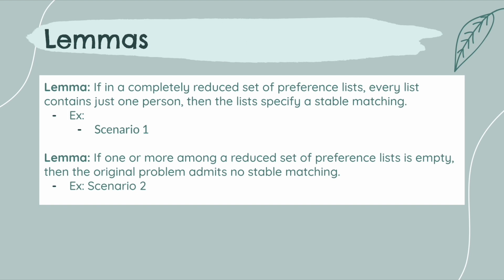But there's another instance that can occur. If one or more among a reduced set of preference lists is empty, then the original problem admits no stable matching. Let's see an example of this.